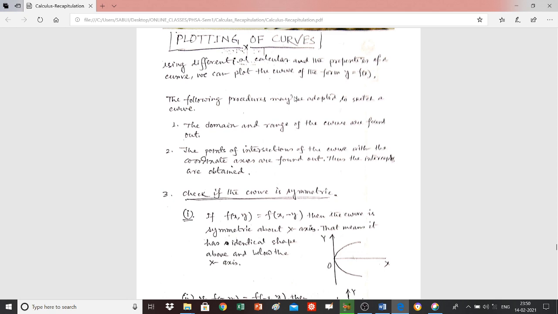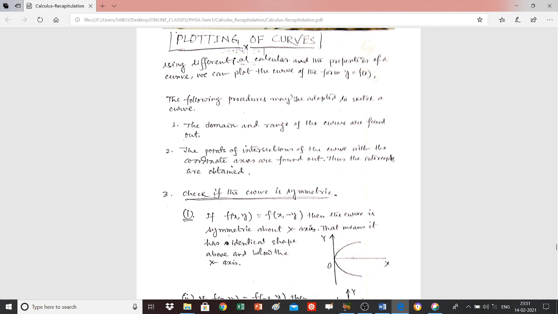Number one: the domain and range of the curve are to be found out, from your knowledge of calculus and from the given function. Then the points of intersection of the curve with the coordinate axes are to be found. That means the intercepts on the x-axis and the intercepts on the y-axis are to be calculated.